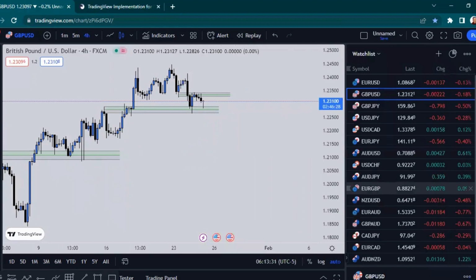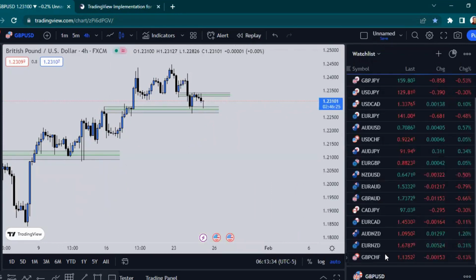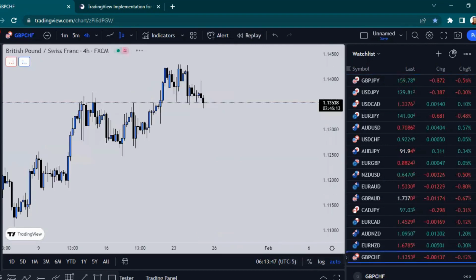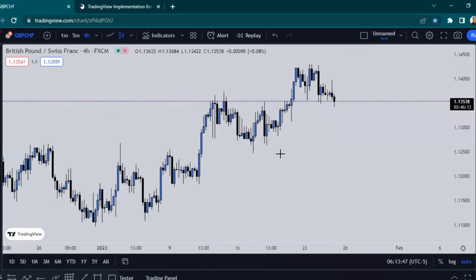What should we do, guys? There are a lot of options and I just get confused. GBP CHF, what a weird pair. Should we do it? Let's do it. GBP CHF, bullish market. Sweet.